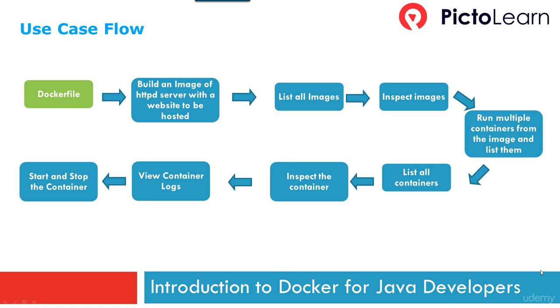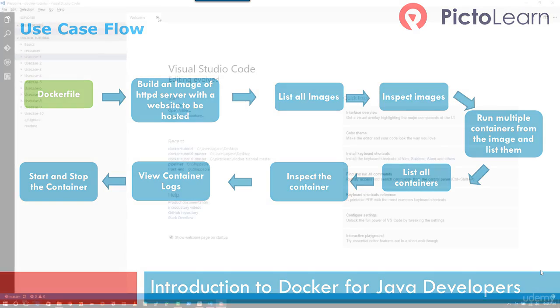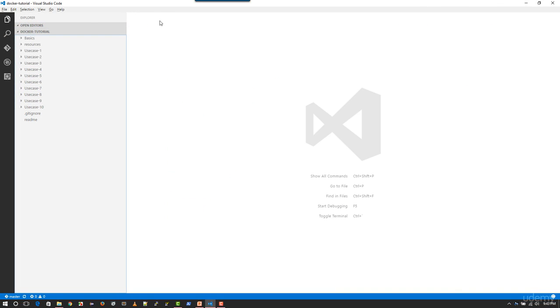The first thing we are going to do as a part of the use case flow is to review the Dockerfile. Now let's open Visual Studio Code and then navigate to the folder where we have all the samples installed. I just want to quickly go over the structure of this directory.